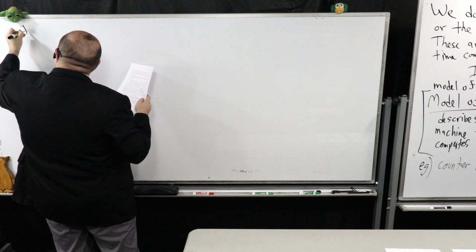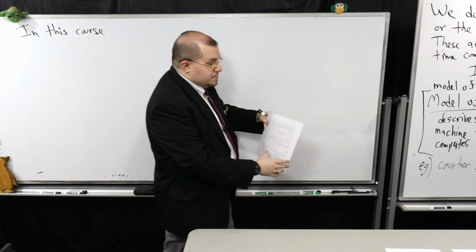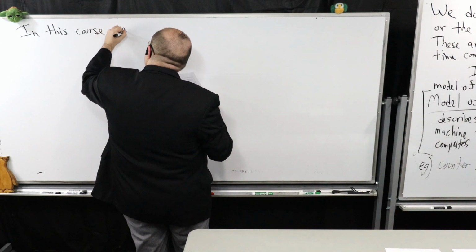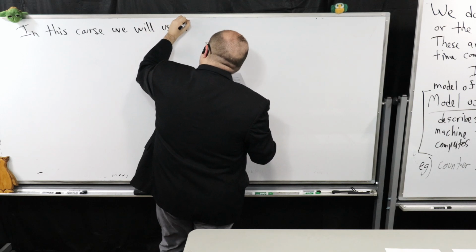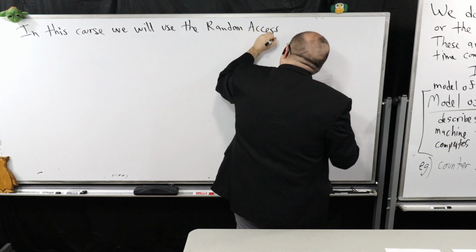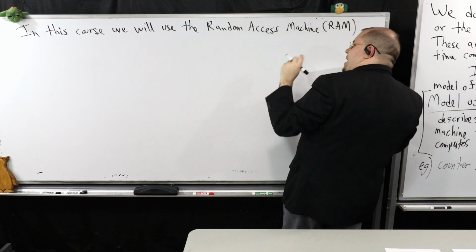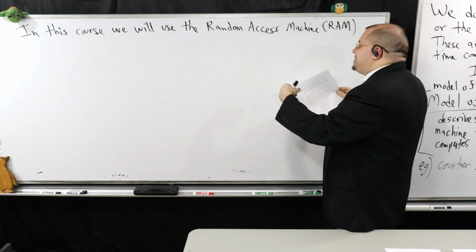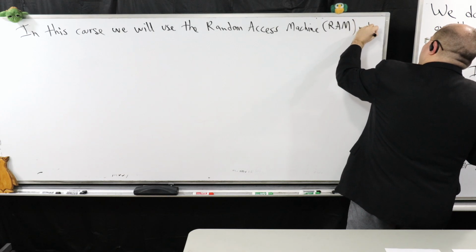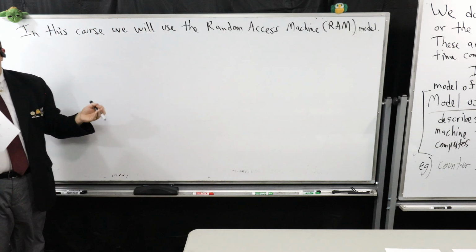In this course, we will use the random access machine, which is abbreviated as RAM. It's not the same thing as the RAM on your computer, just to be clear, but it is based on the same principle. So the random access machine model. This is our model of computation. Now, here's the cool part about this. I don't actually have to explain a whole lot about the model itself.